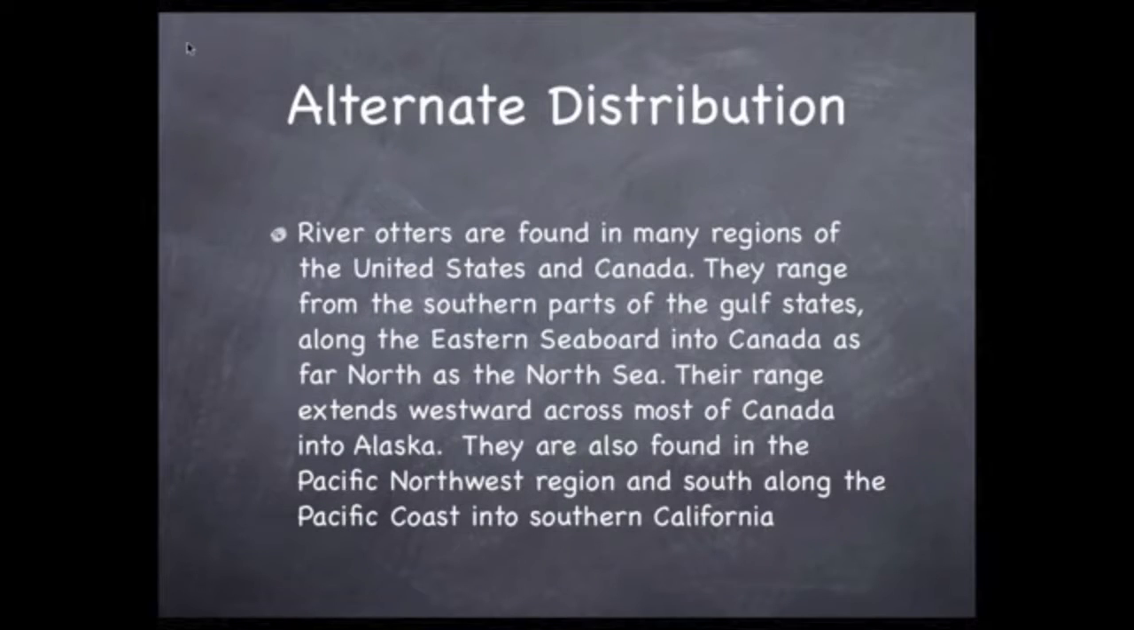We could also write our description referencing more regions in North America by name. River otters are found in many regions of the United States and Canada. They range from the southern parts of the Gulf states along the eastern seaboard into Canada as far north as the North Sea. Their range extends westward across most of Canada into Alaska. They are found in the Pacific Northwest region and south along the Pacific coast into Southern California.